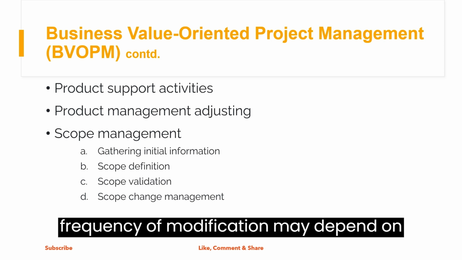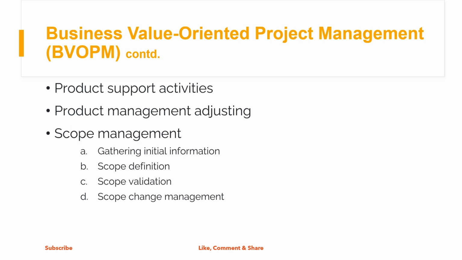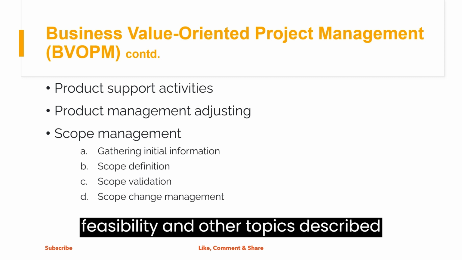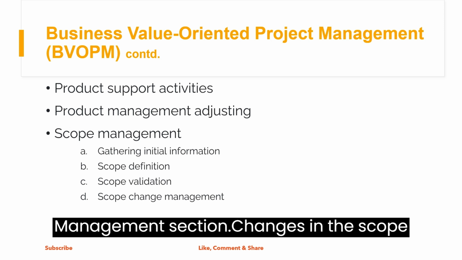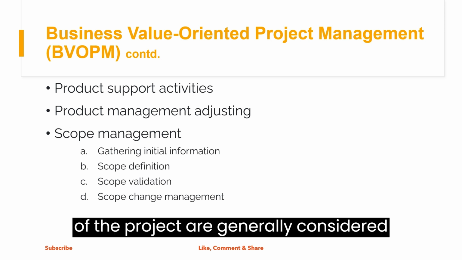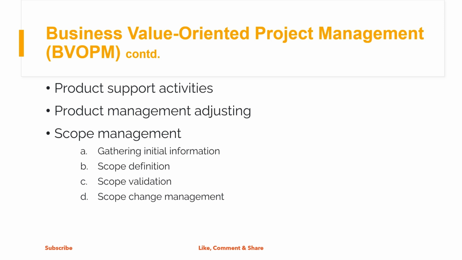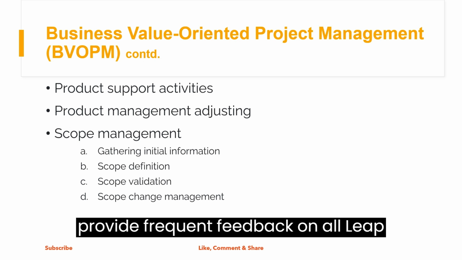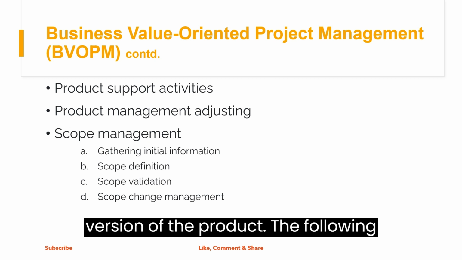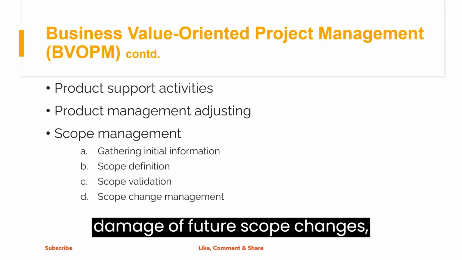The frequency of modification may depend on factors such as changes in user and business needs, technical feasibility, and other topics described in the business value oriented program management section. Changes in the scope of the project are generally considered to be important, especially in dynamic, innovative, and complex products where the real users and stakeholders provide frequent feedback on early versions of the product. The following practices may be applied to minimize the damage of future scope changes.